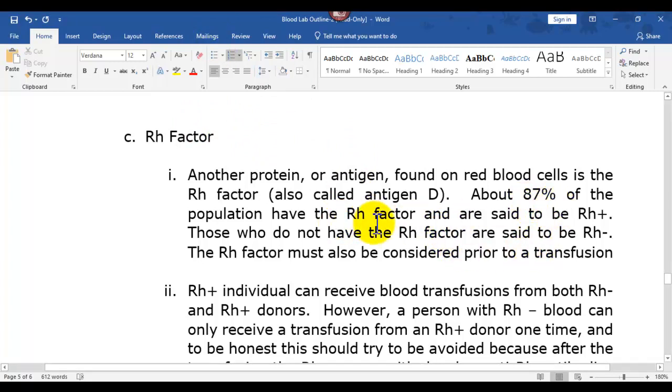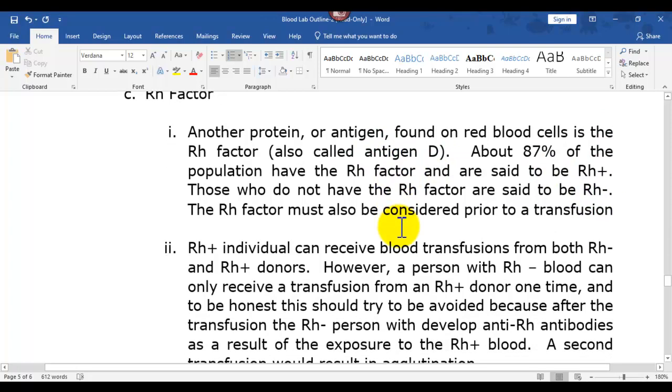87% of the population are said to be RH positive. Your humble instructor here, I am B negative, so I am part of the whatever 13%. I do not have the RH factor. I do not have antigen D.